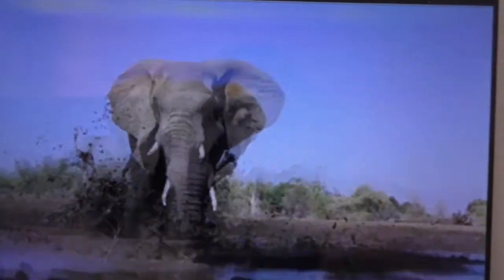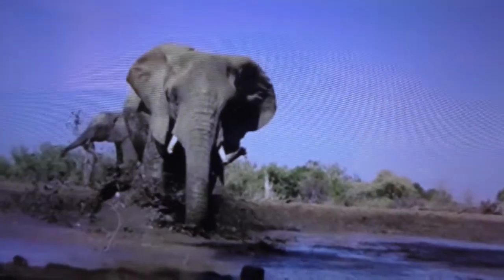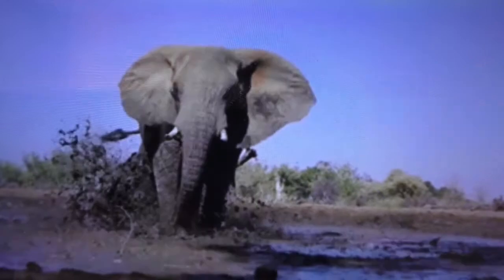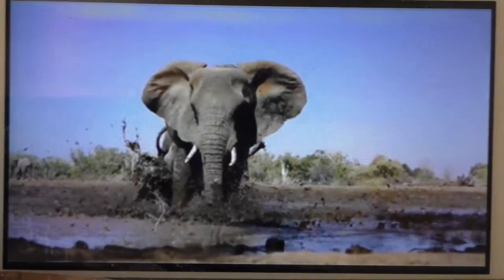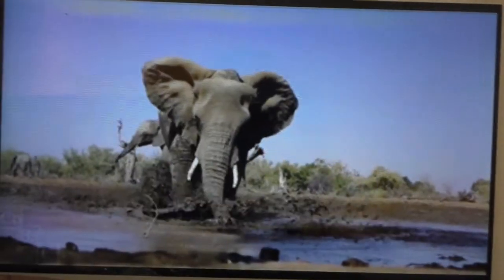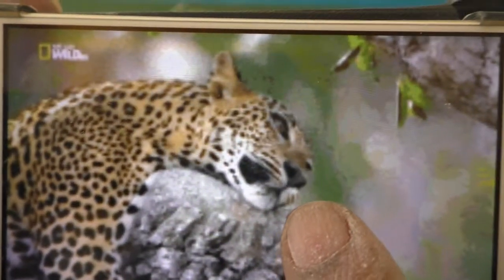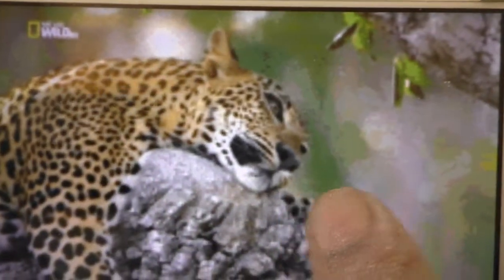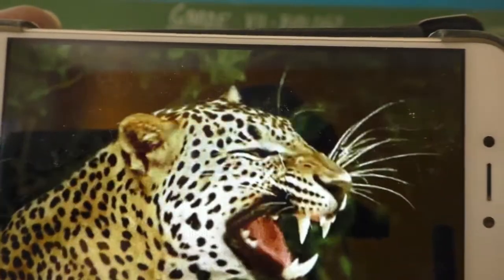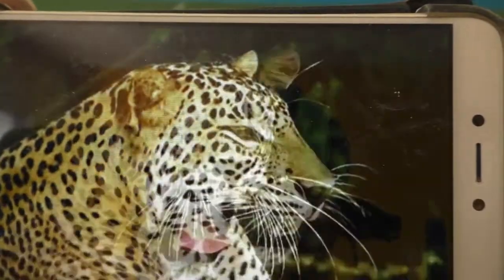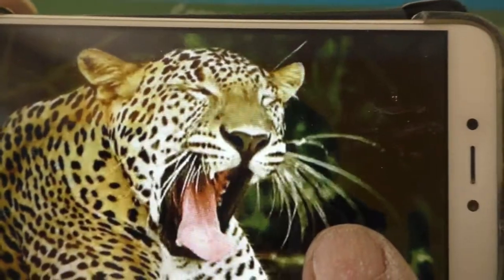Even very soft sounds are heard by elephants because they have large ears. And what is this? Leopard. Okay, leopard. See how sharp its teeth are to tear the flesh. It's a carnivorous animal, no? To tear the flesh it has sharp teeth.